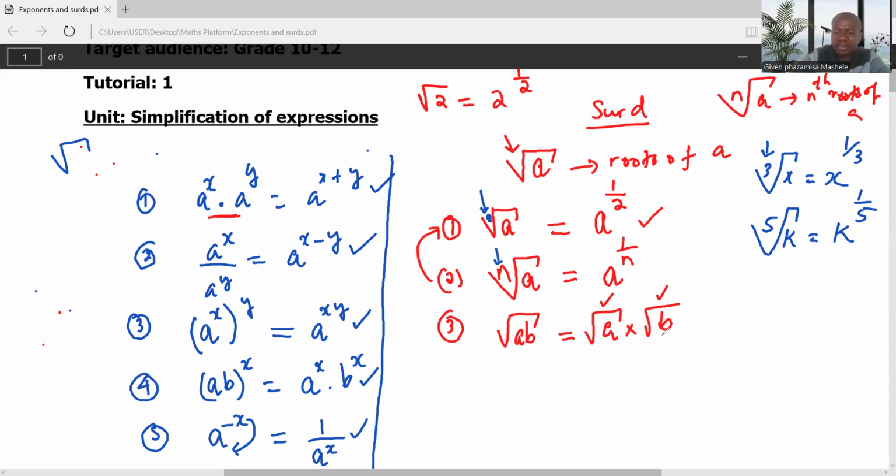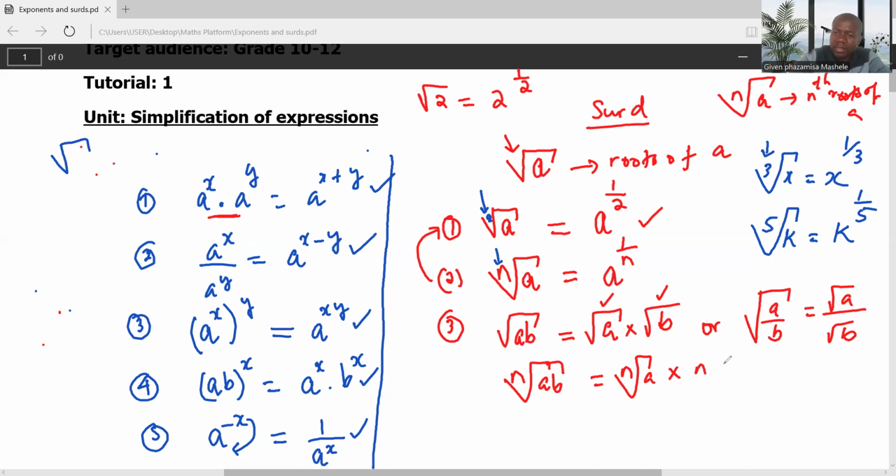Even if we have a division, let's say we have a divided by b, this will still be the root of a alone divided by the root of b alone. So it's very important to know this. Even if we have the nth root of a times b, this will still be the nth root of a multiplied by the nth root of b. So we can still split this.